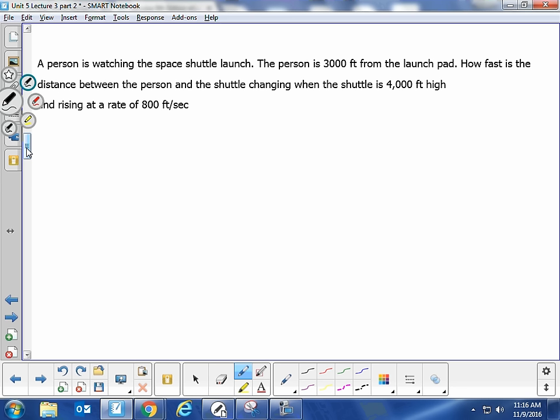Now, pretty much all 3 of these will use the Pythagorean theorem. I like to say it's d squared equals x squared plus y squared. It will be helpful if you draw a picture. For all the other ones that we've done, it wasn't necessary to draw a picture because I can just take the derivative and plug in information. But for these, it will be helpful to draw a picture. And then, of course, make sure you label your fixed quantities.